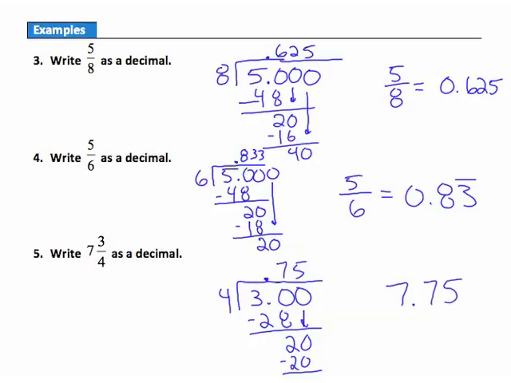And now it's easy to see that the whole number part will not change when we're writing a mixed number as a decimal. All we have to do is convert the fraction into the decimal.